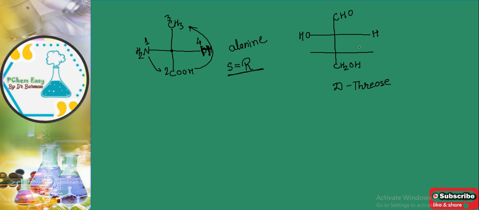Why is it D? Because in this structure, the hydroxy group on the first chiral carbon from the bottom is attached to the right-hand side. So this would be D-Threose.